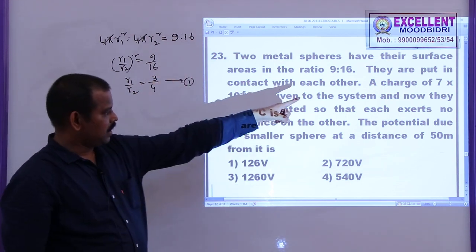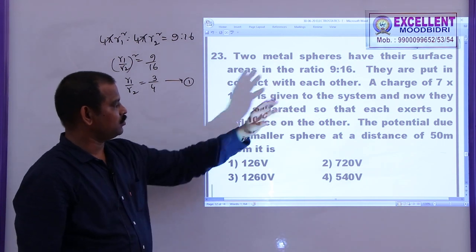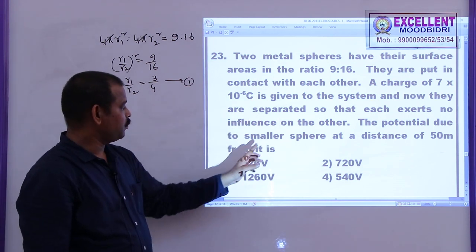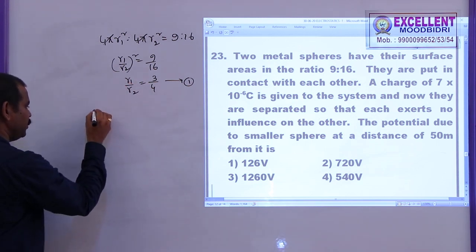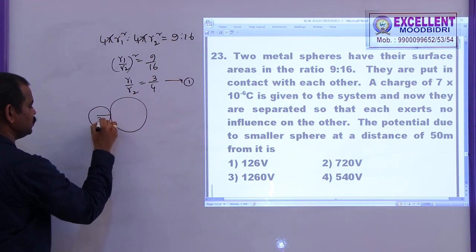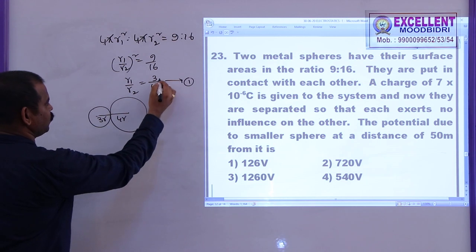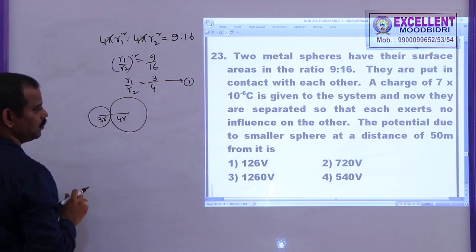Now, a charge of 7 microcoulombs is given to the system and they are put in contact with each other. Now they are separated so that each exerts no influence on the other. Find the potential at a distance of 50 meters from the smaller sphere. Let me take these two spheres which are in contact with each other. The first one is 3r, the second one is 4r.